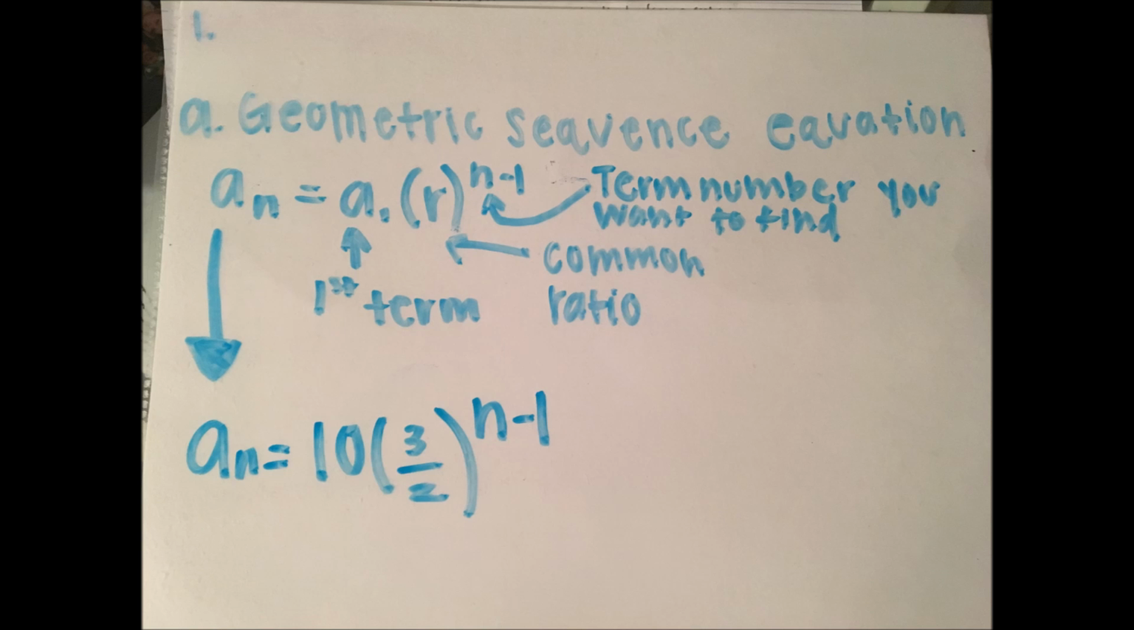So the equation is a sub n is equal to 10, which is the number of questions on the first test, times 3 halves, because you know the teacher's giving one and a half as many questions as were on the previous test, to the n minus 1.